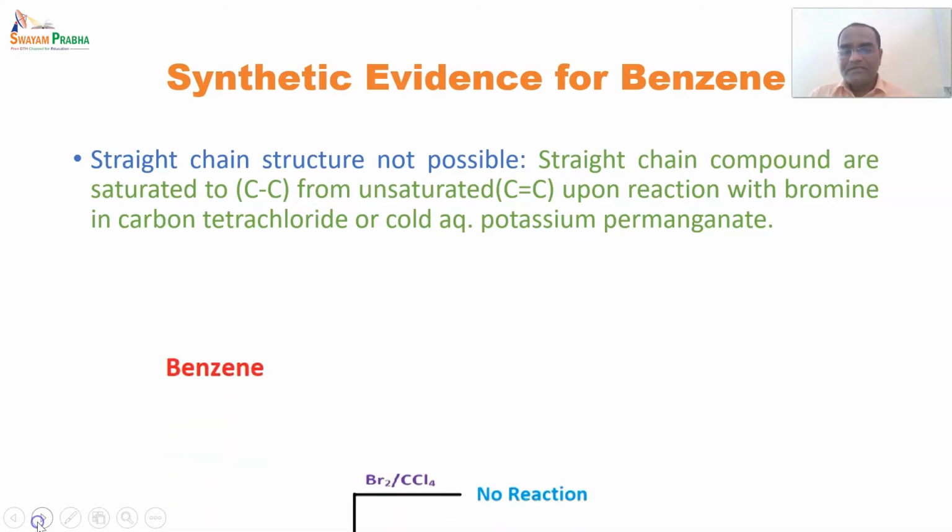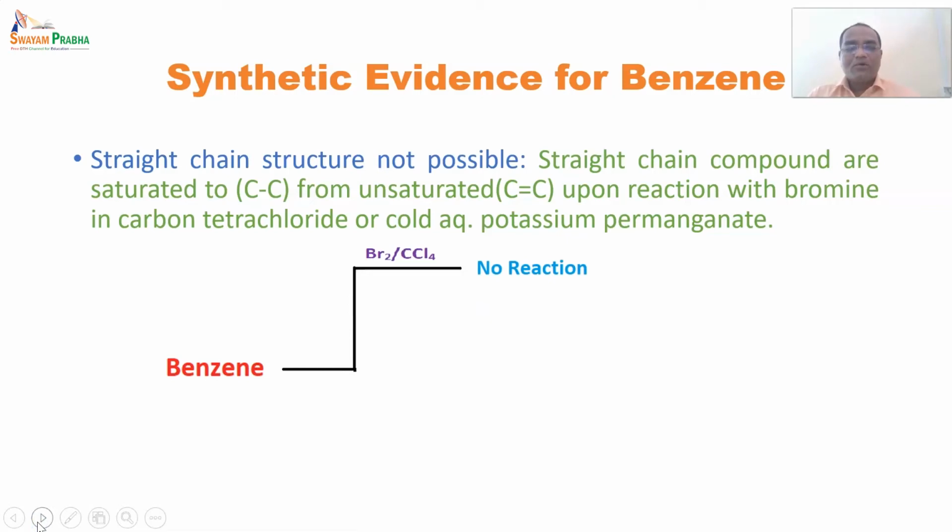So we'll see the reaction actually. Bromine is treated with CCl4, carbon tetrachloride, and there is no reaction. Such a reaction is given by straight chain compounds which are unsaturated. So what happens in such a reaction? The unsaturated bond, or carbon-carbon double bond, is substituted by bromine, and as soon as it is substituted, it becomes a carbon-carbon single bond.